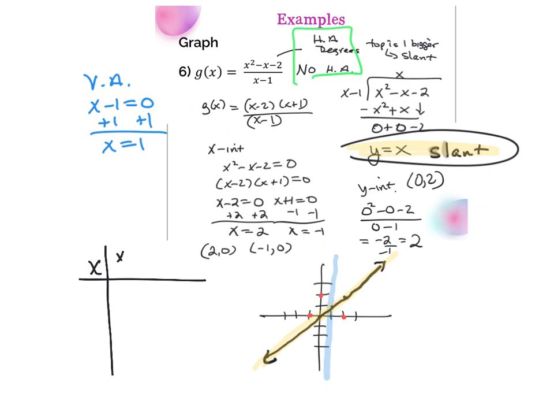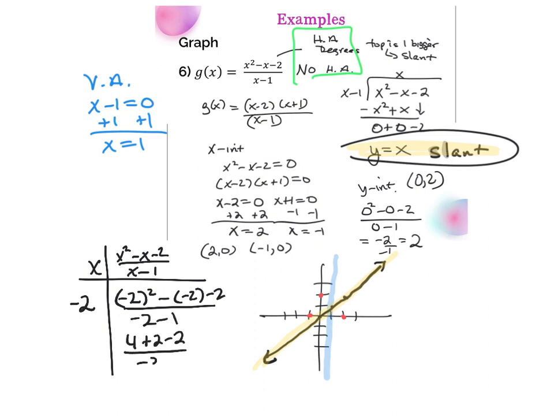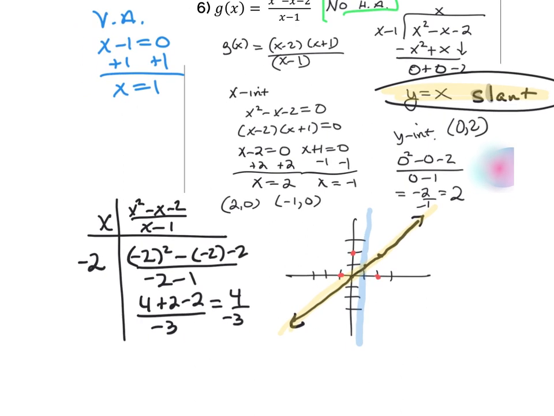So I can take x squared minus x minus 2 over x minus 1. I'm going to plug in negative 2. Negative 2 squared minus negative 2 minus 2 over negative 2 minus 1. 4 plus 2 minus 2 over negative 3. This gives me 4 over negative 3, which is negative 1.3 repeating.